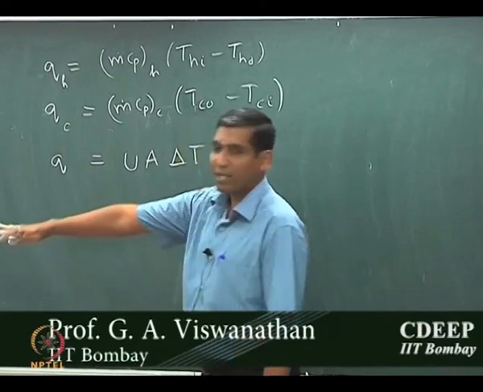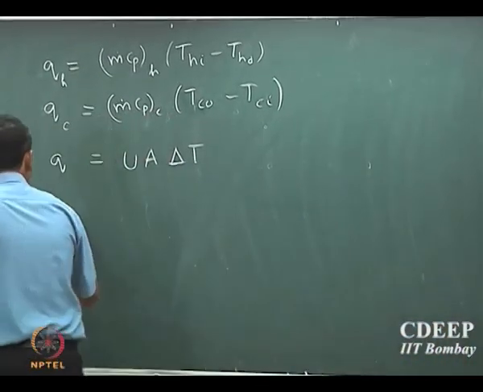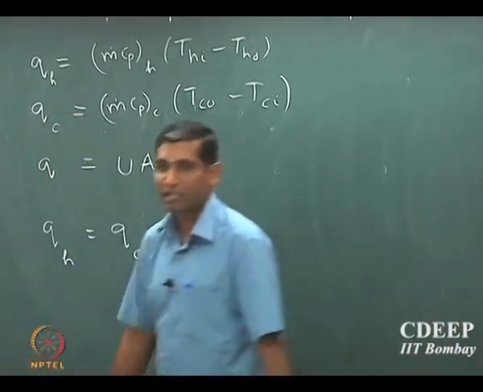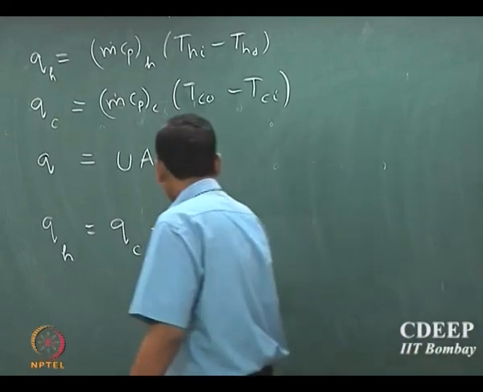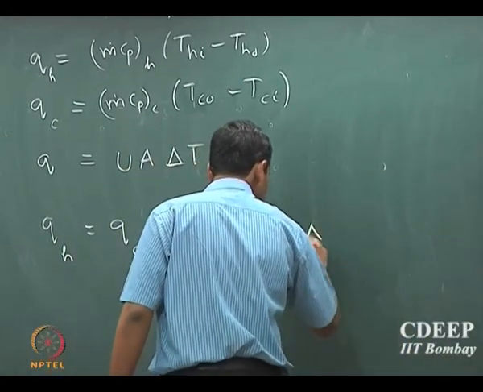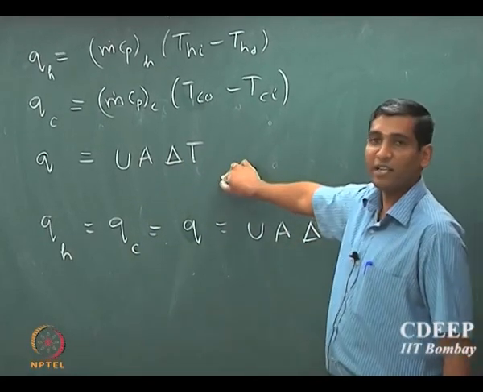So, supposing it is adiabatic where there is no heat loss from the two walls, then QH should be equal to the amount of heat that is gained by the cold fluid, and that also should be equal to Q equal to UA delta T. Okay. So, we still do not know what this delta T is.